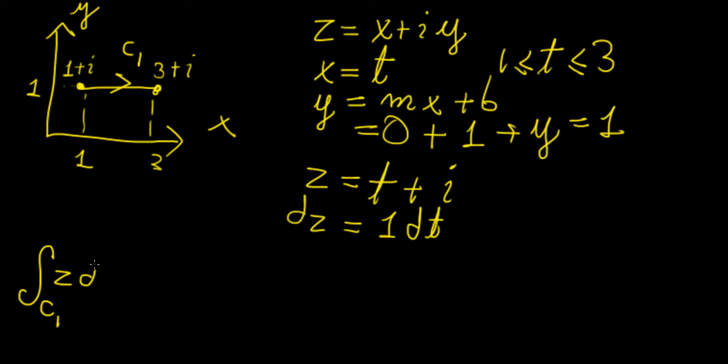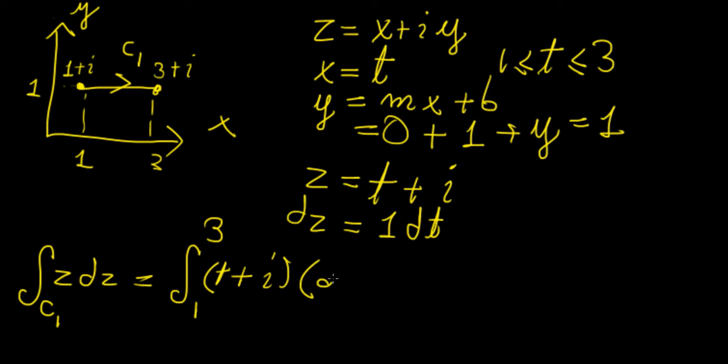So we have the integral of z dz, and this is going to be equal to the following. Limits of integration 1 to 3. Now the complex variable z in terms of t is t plus i. And then dz is just dt. So this is very straightforward. We can integrate directly. Now we're going to have t squared over 2 plus it.